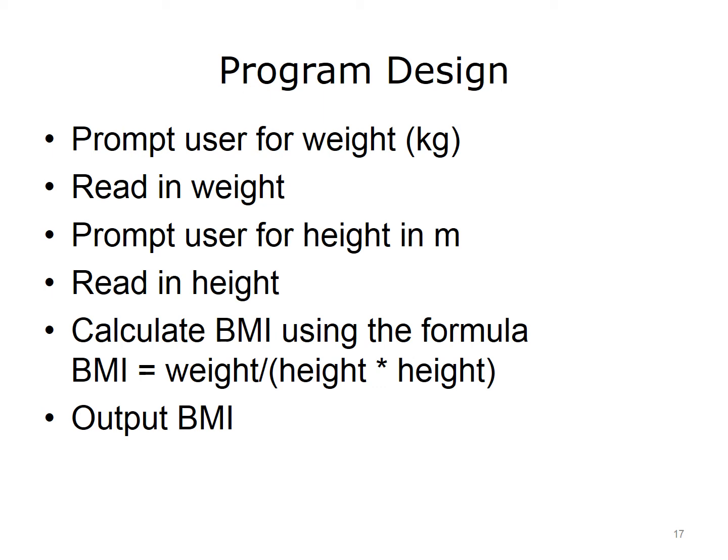In metric values, the formula for BMI is weight divided by height squared. Height squared can be written as height times height. Then the pseudocode outputs the BMI, which finishes the program.